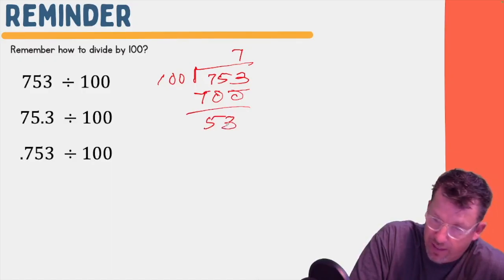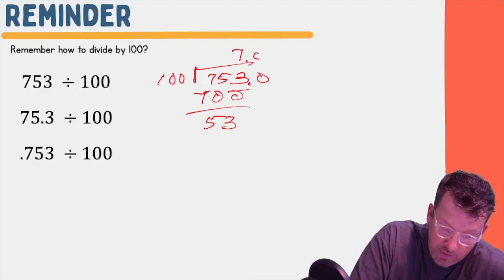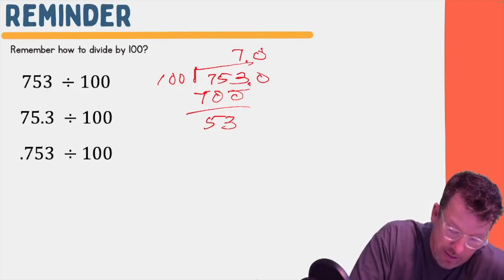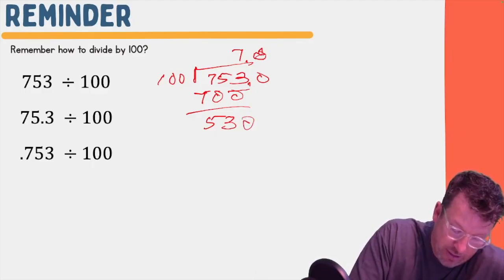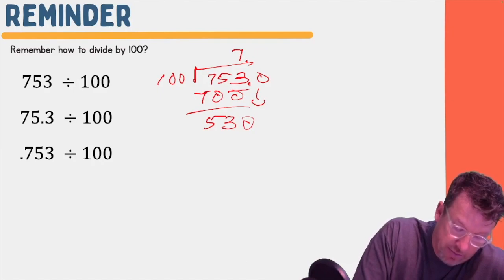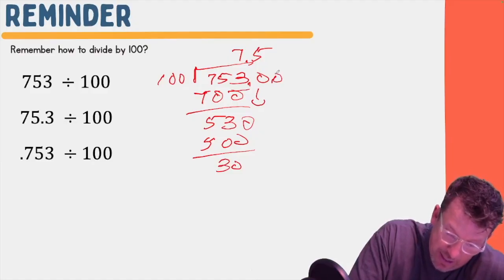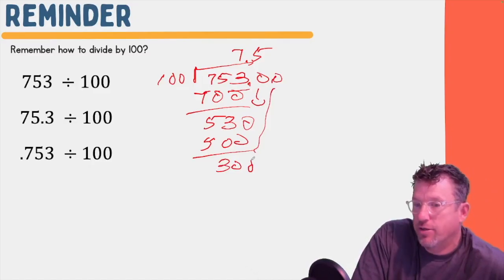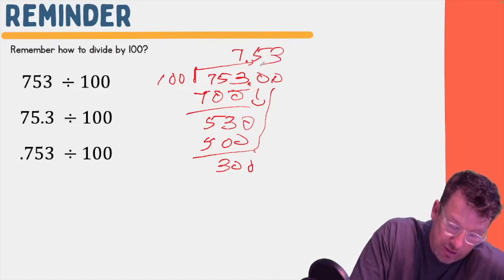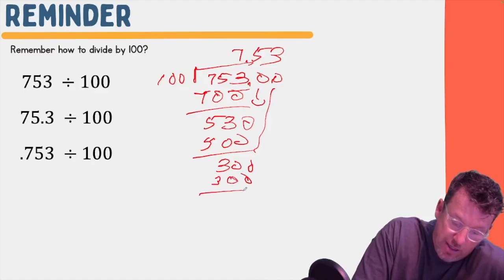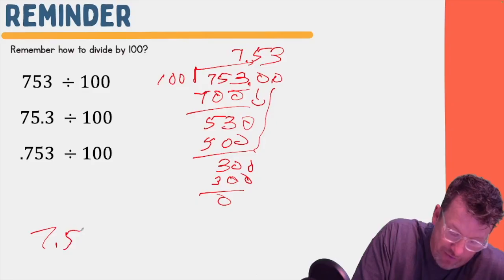All right, but we're not done. We have to put a decimal back here and put a 0. And we say, how many times will 100 go into 530? Because I just brought that 0 down. It will go into it 5 times. So we put a 5 up here, and 5 times 100 is 500. We subtract and we get 30. I'm still not done. Let's add another 0 and bring it down. How many times will 100 go into 300? Well, it goes into it 3 times. So 3 times 100 is 300. And now we're done. So our answer was 7.53.